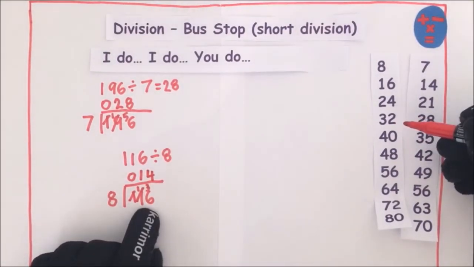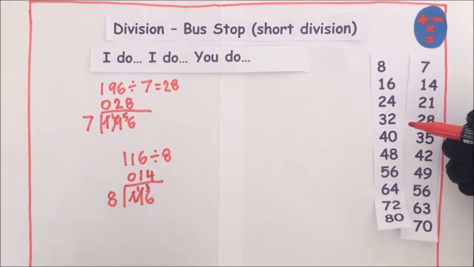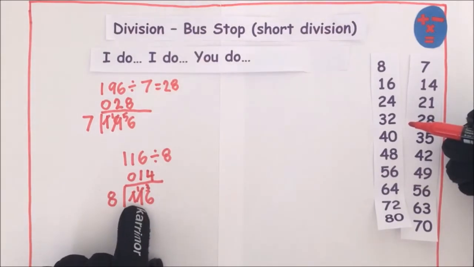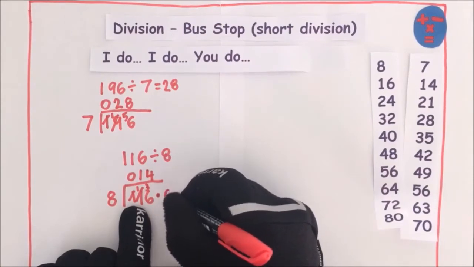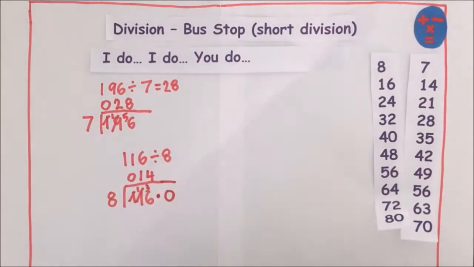That means I've got a remainder of 4, but I'm not sure where to put it. Okay, what we do is we do something to this 116. We write it slightly differently. We write it as 116.0. Now, we haven't changed its value. We've just written it a bit differently.